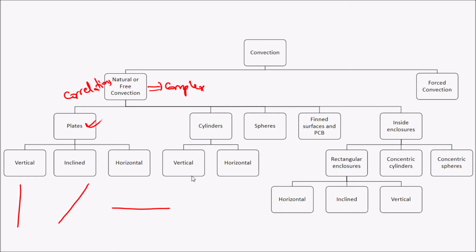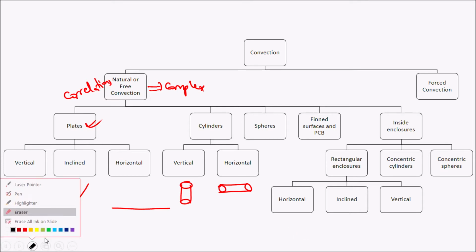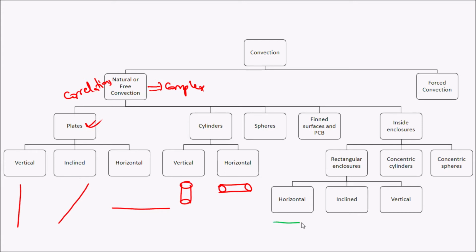And you have the vertical cylinders. This one is the vertical cylinder. You can have the horizontal cylinder, natural convection, and you have the enclosures. Something like this one, 2 plates. This one is horizontal, so first the horizontal enclosure and then the vertical one. For a horizontal enclosure, you will have something like this one, 2 horizontal plates. And the inclined, you will have something like this one, and the vertical enclosures, you will have something like this one. Or you can have the concentric cylinders.